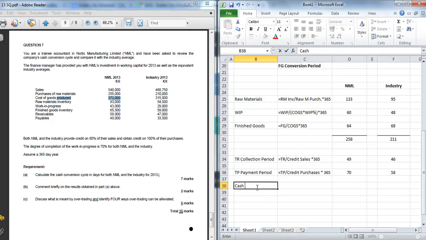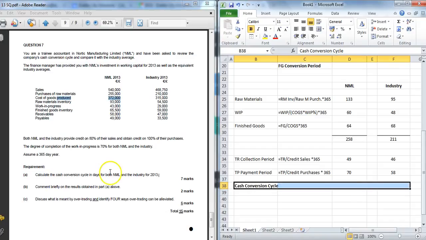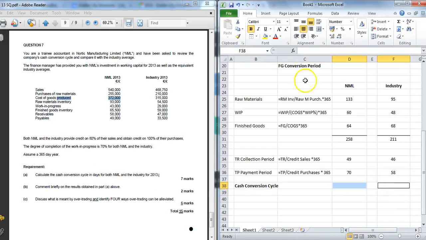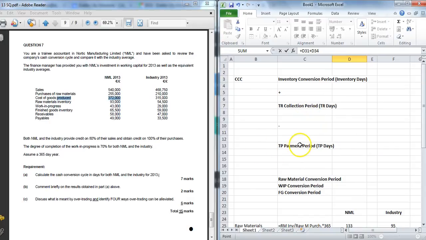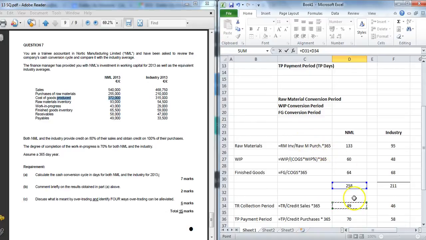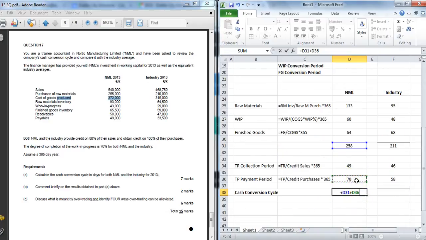So getting the cash conversion cycle, again, don't lose the easy mark, because you were actually asked what is the cycle itself. So make sure you tot them up. So the cycle is the sum of the 3 inventory days plus the trade receivable collection period, as above, and minus the trade payable payment period, because this is reducing the amount of time you have to wait. So plus this and minus this.